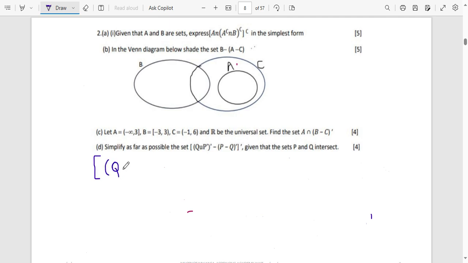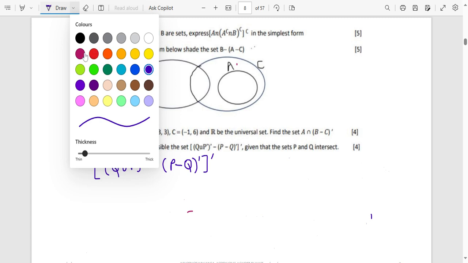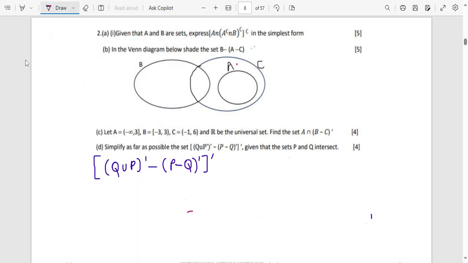Okay, we want now to simplify as far as possible Q union P complement minus P minus Q complement, with another complement outside. These things are very easy. Okay, these things are very easy. Just tell your soul to know that these things are very easy.